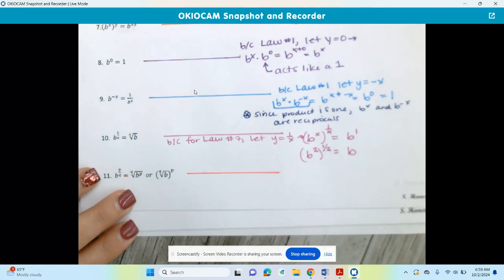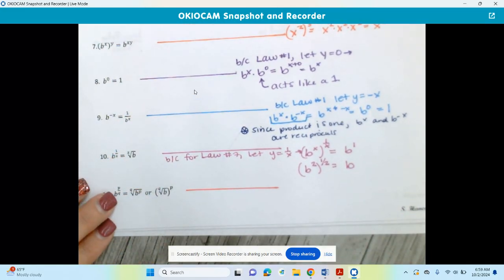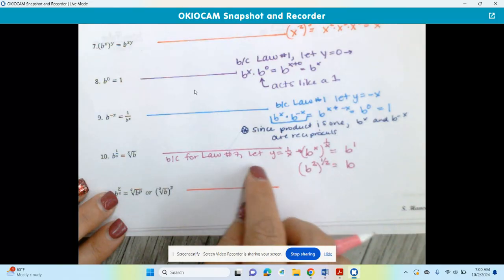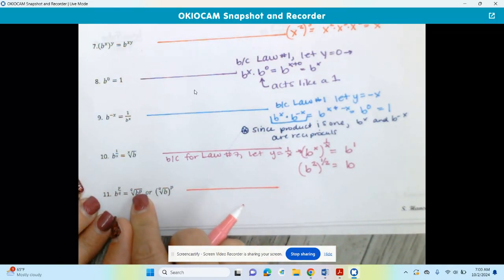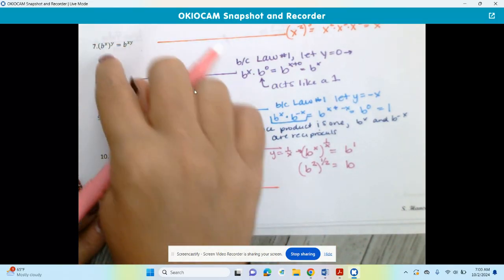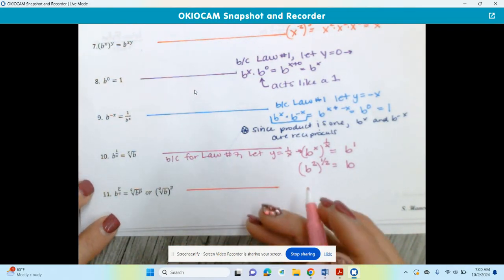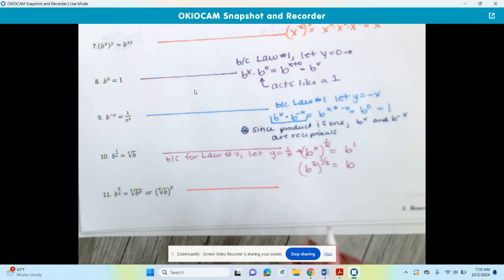All right, last one of our examples down here. So basically, number 11 is going to combine 7 and 10. So 7 and 10 is what we're putting together here. Okay, so understand this. This is the way that I've always remembered this. You can write it however you want to.